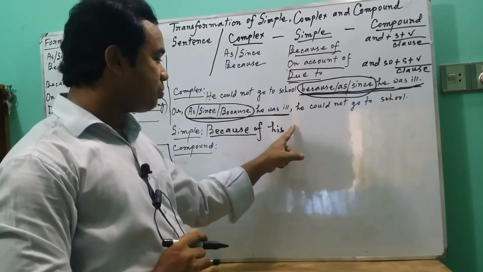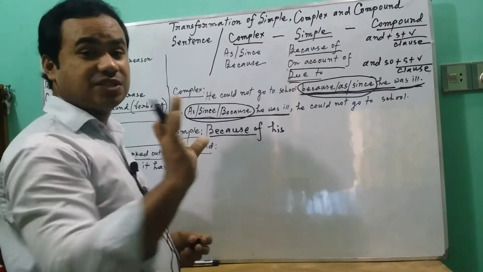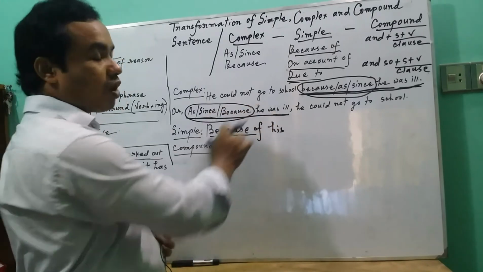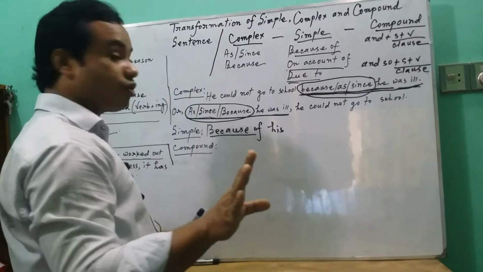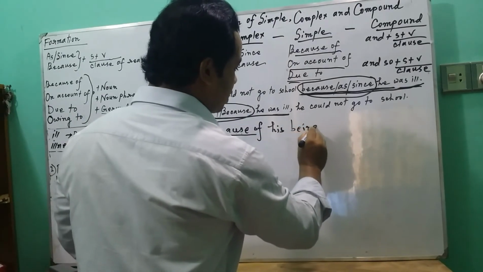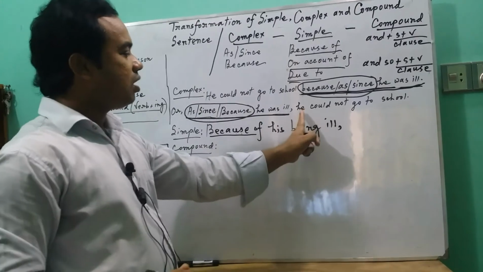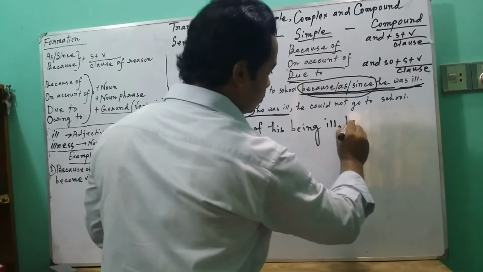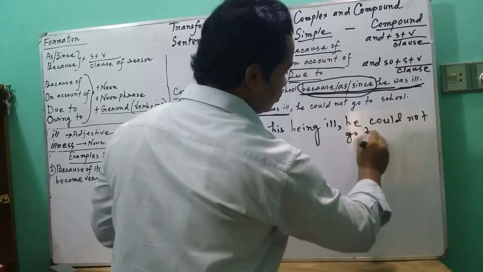So the verb after this should be made a gerund. As there is no specific noun form of was, we have to make it a gerund. So the base form of was is be, and we have to add ing to the end of be, then it would be being. Because of his being ill, including the comma, and the rest of the sentence: He could not go to school. Okay.